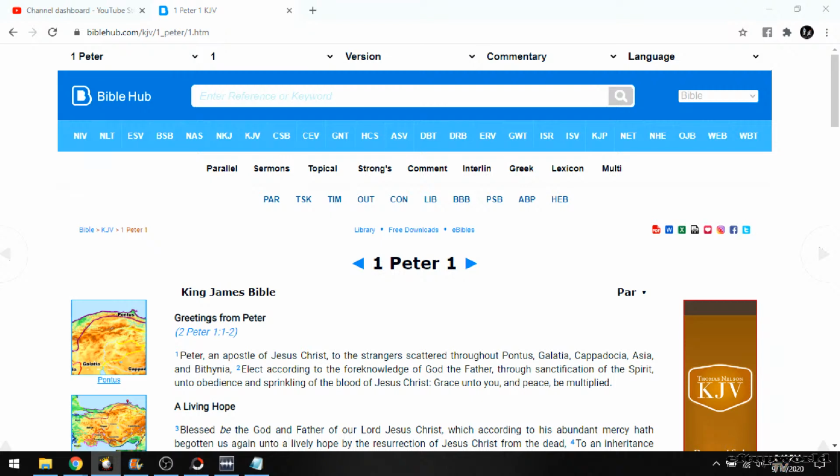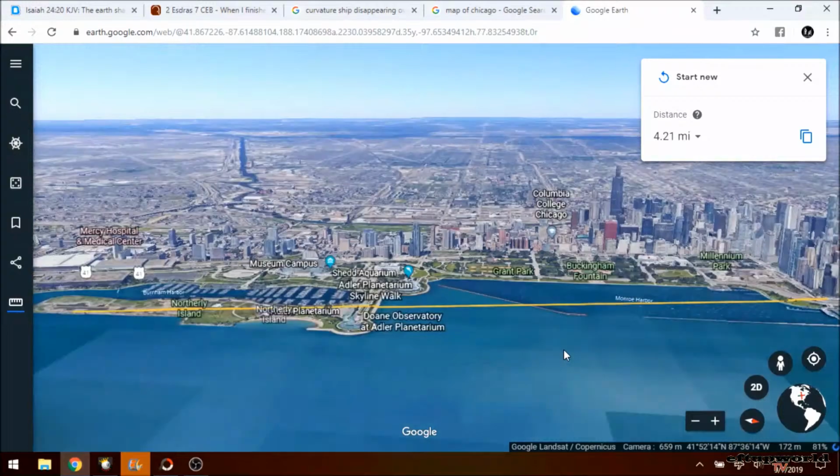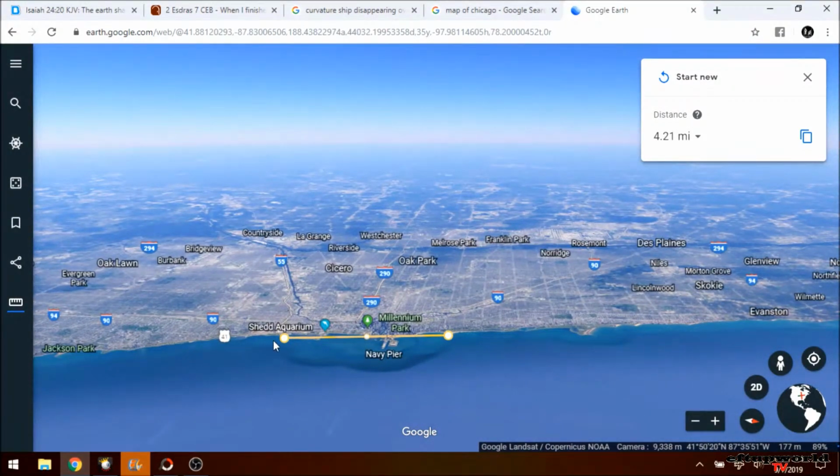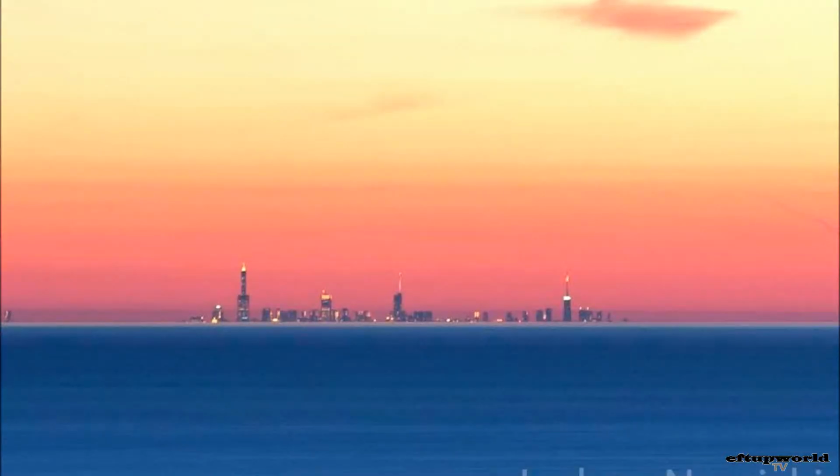Check this out. So I'm going to back up here just so you can see it again where we are. So there's Chicago, Shed Aquarium, to the photography point, peninsula or whatever. 4.21 miles. So from left to right in this picture, it's approximately 5 miles. Doesn't really matter. So what I did was I edited and I made it wider, and I did it again. There's 3 cities there now, but you get the point.